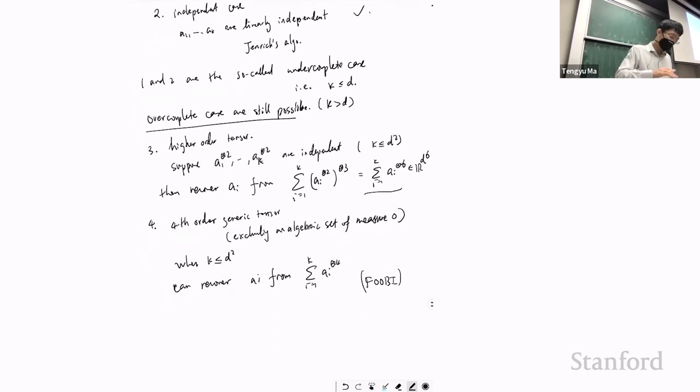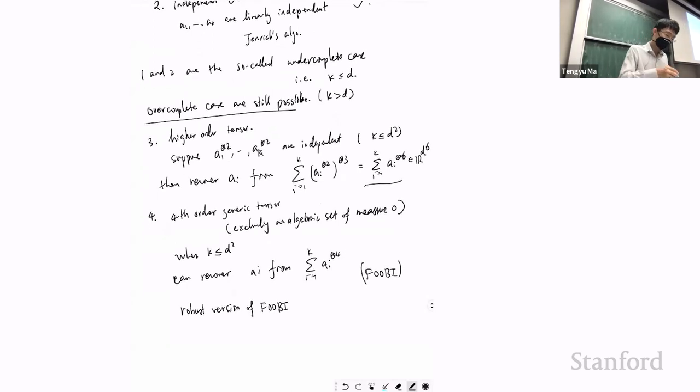And you can also have a robust version of this. This algorithm by itself is not robust. You can also have robust versions of this. I guess let me not write down the references. I'll add the references later. I think these are some references like this, where you can get a robust version of these algorithms.